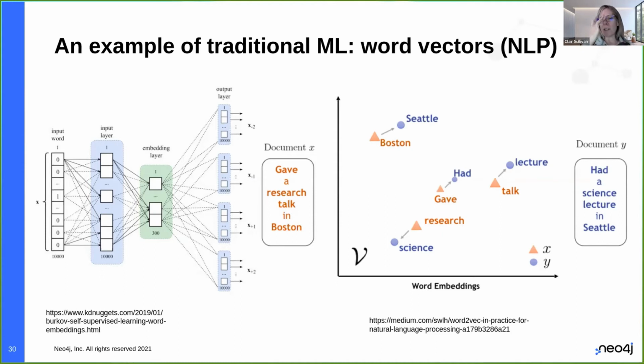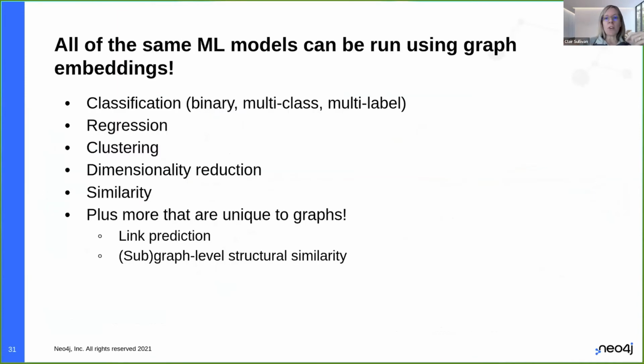Okay, and then I have this other sentence, and we're looking at the similarities between the words in these two sentences. My other sentence is "had a science lecture in Seattle." Using those embeddings, I can see similarities between different words. For example, research and science appear very close together in this plot. Boston and Seattle appear close together, but science and lecture do not. That's because semantically speaking, they are different words, and the NLP knows that. So when it creates those vectors, we know that vectors that are closer together are similar and further apart are different.